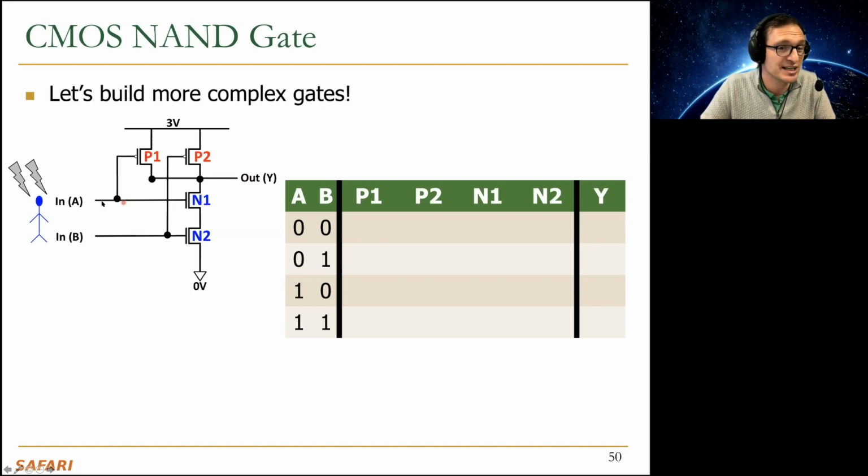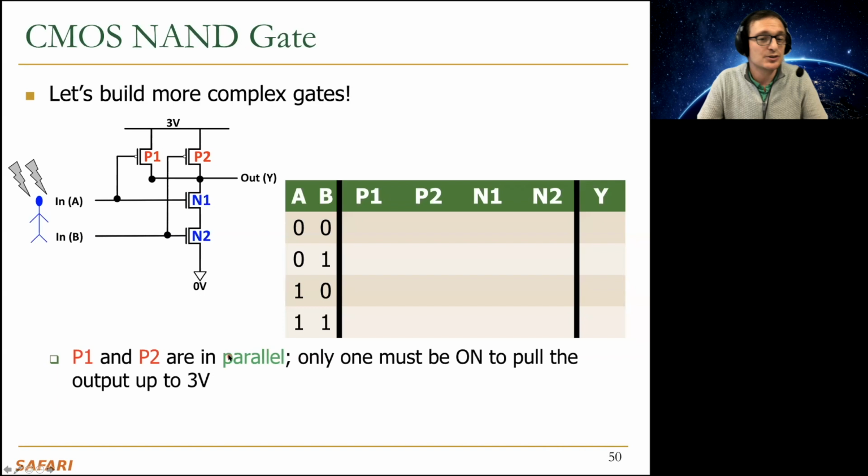And one NMOS transistor is controlled by A, and the other NMOS transistor is controlled by B, as you can see. Okay, so P1 and P2 are in parallel. So that means only one must be on to pull the output to 3 volts, right? So as long as one is on, it doesn't matter. So how to make one of them on? That means that you should have at least A or B zeros, right? I think that's true. Let's see.